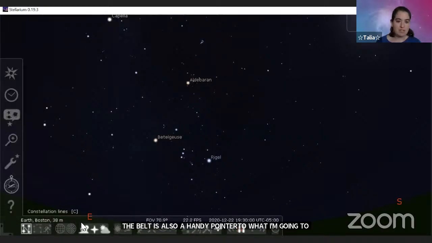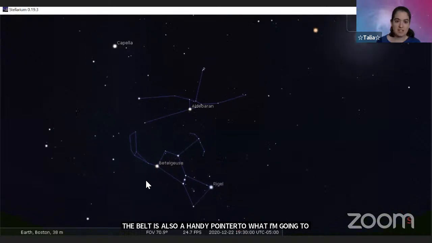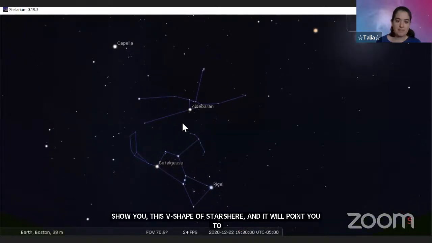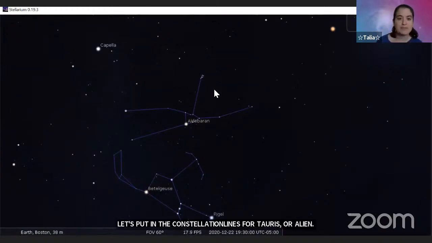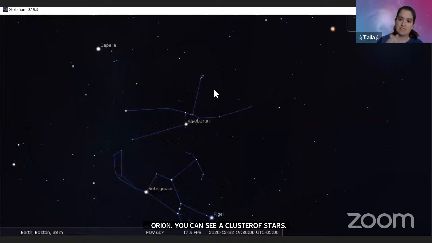So go ahead and put the constellation lines for Taurus and Orion up there. And you can see right here a tiny little cluster of stars. Sometimes people think it looks like a little dipper. That is a star cluster. It's a star cluster that we call the Pleiades. And this one's pretty obviously a cluster of stars. It's a bunch of stars pretty packed together in the night sky.